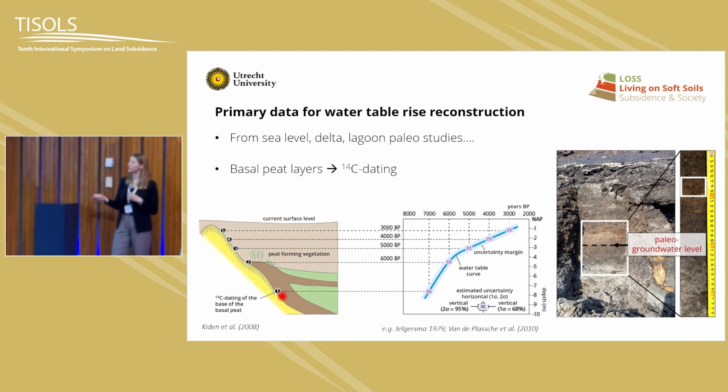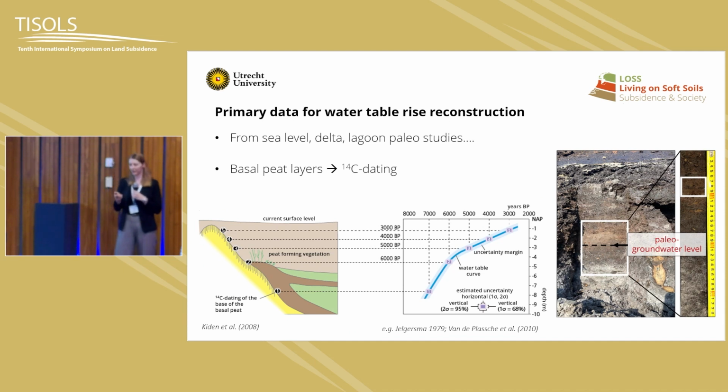So if you now dig into the soil, take a core, and get a sample of this transfer point, and you date it, you get the time at which the water level was at this depth in the subsurface. If you do that for several points, for example on top of a Pleistocene dune, you can make a water level curve or sea level curve, like I showed in the beginning as well.